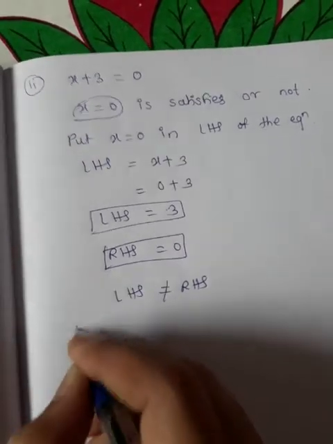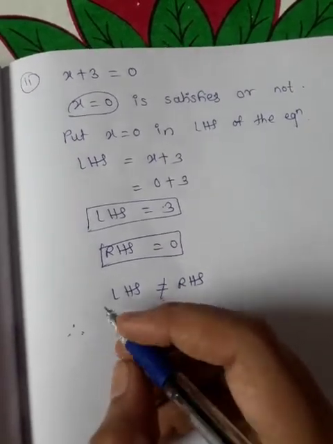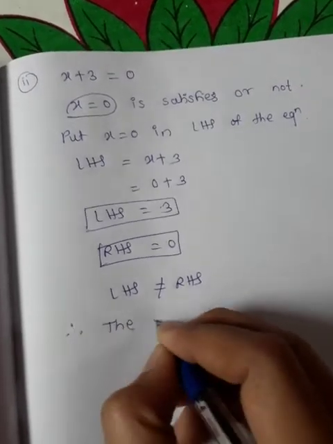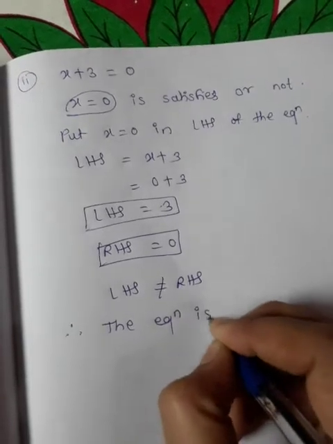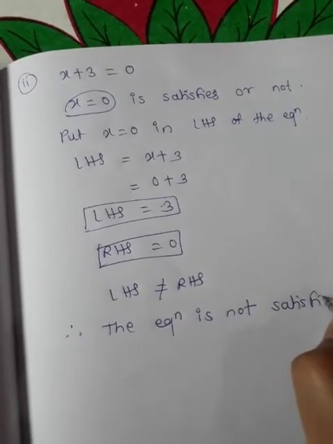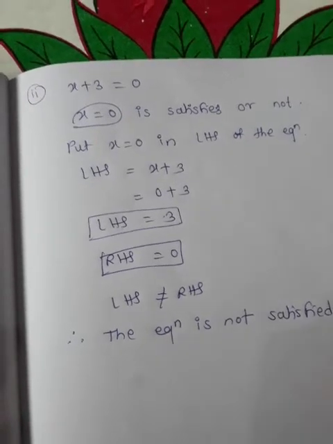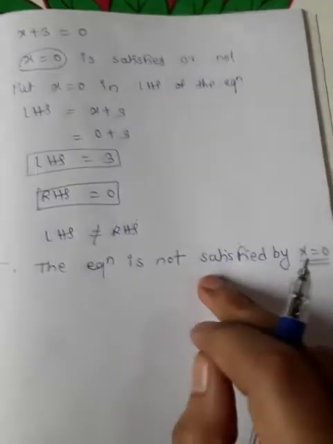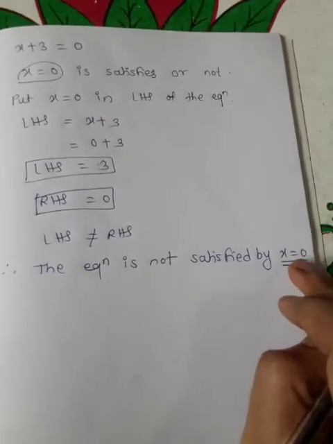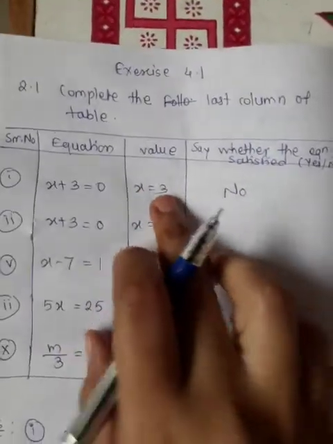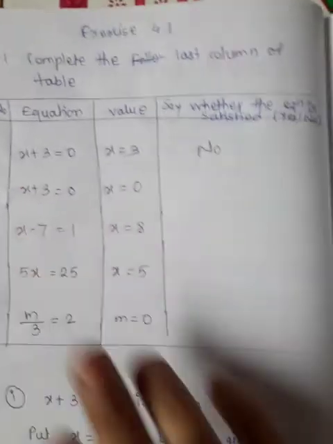So therefore the equation is not satisfied by the value x is equal to 0. So here, not satisfied means what? This is not a solution, meaning x is equal to 0 is not a solution of the given equation. Here also x is equal to 3 is not a solution of the given equation.